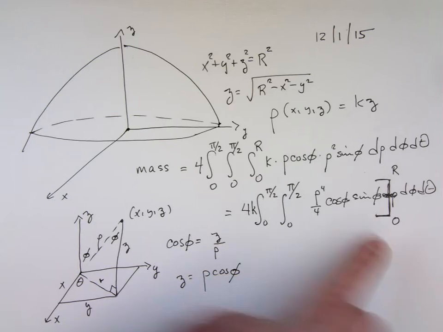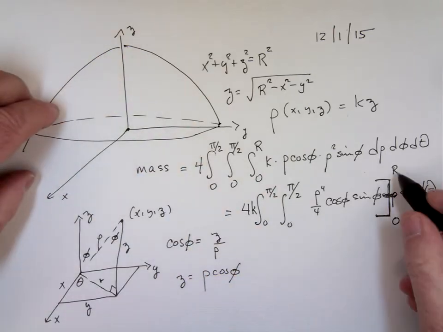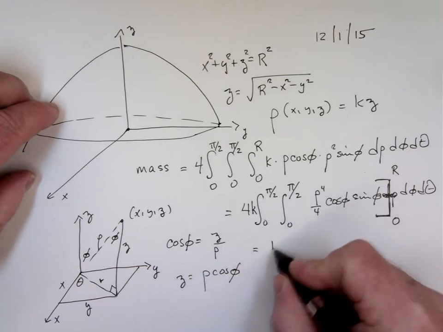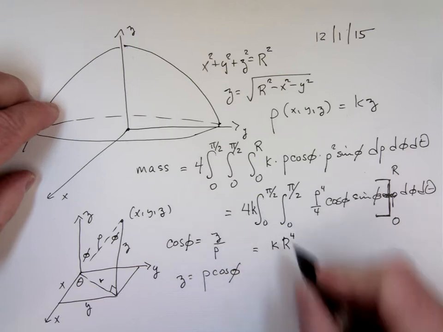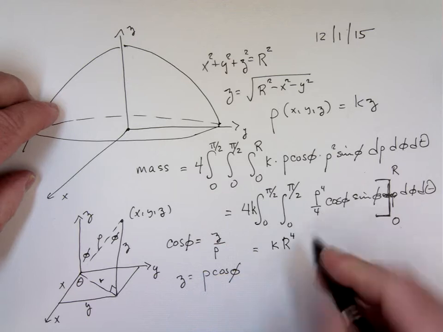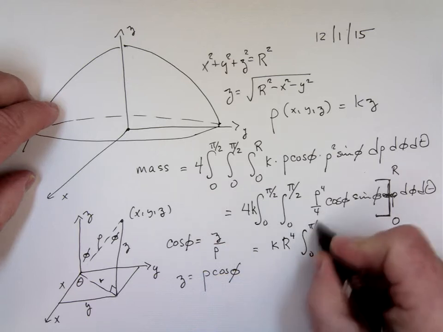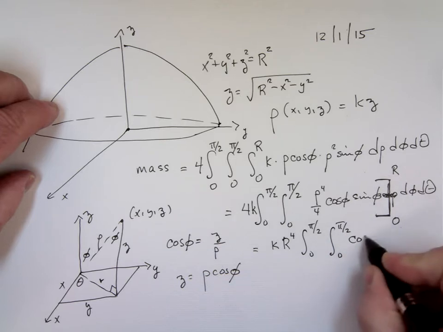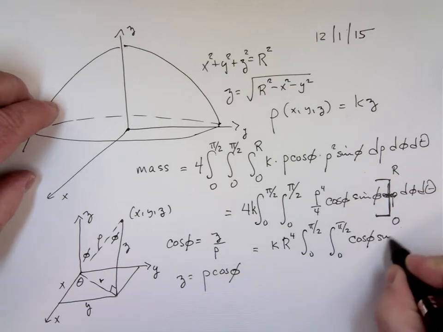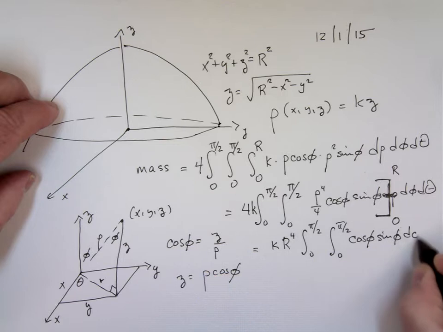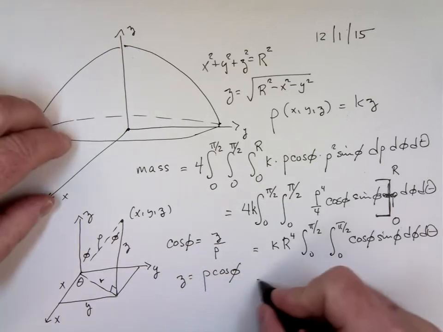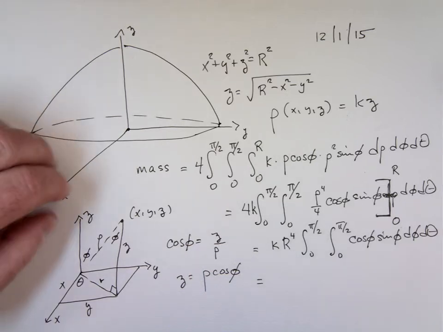Okay. So, substitute in R, we get an R to the 4th over 4. We'll cancel this 4. So I'm going to get a k R to the 4th. The 0 gives me 0. And then I have this double integral left. This is what we have left. Now let's integrate with respect to phi.